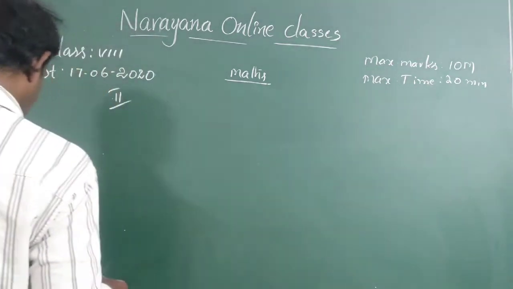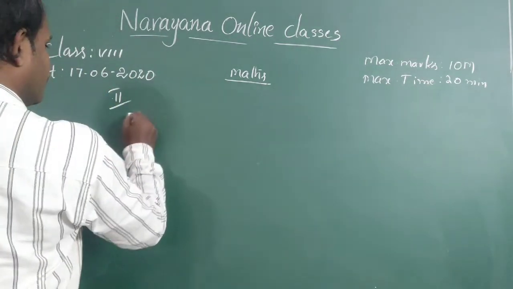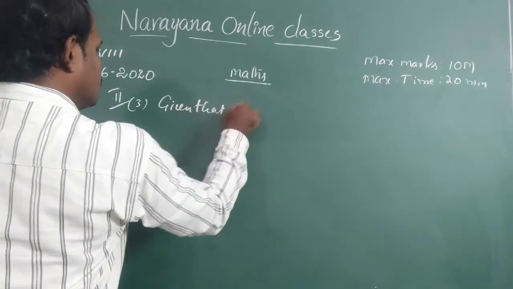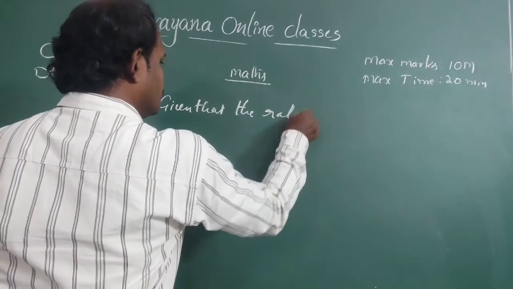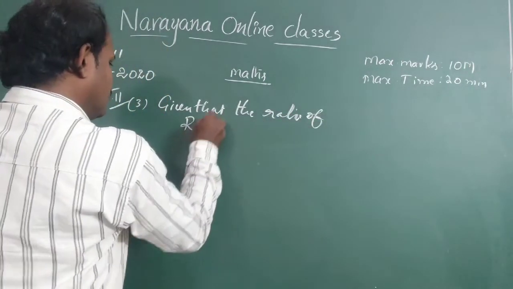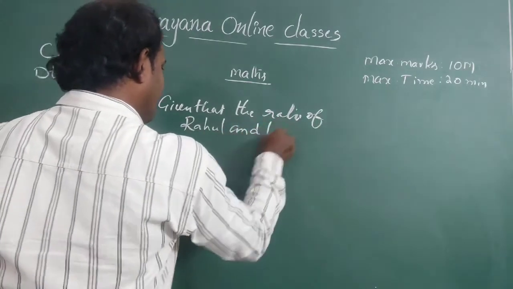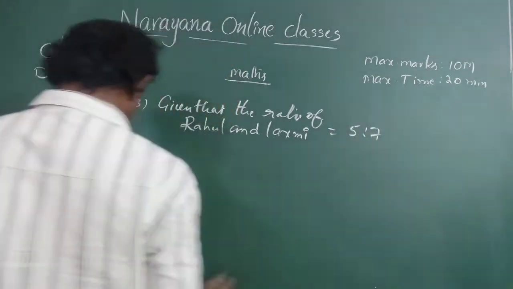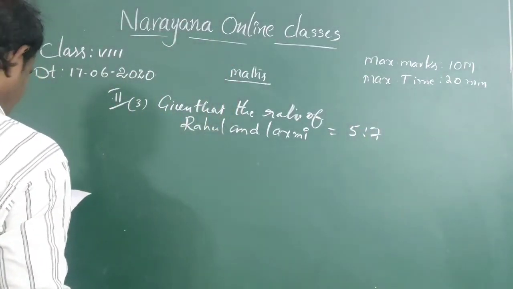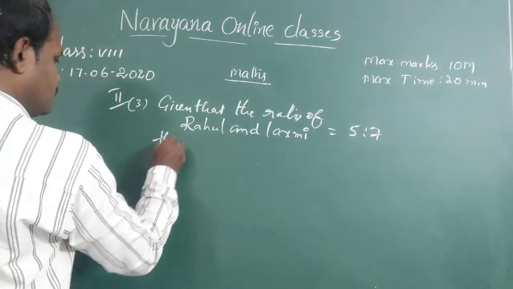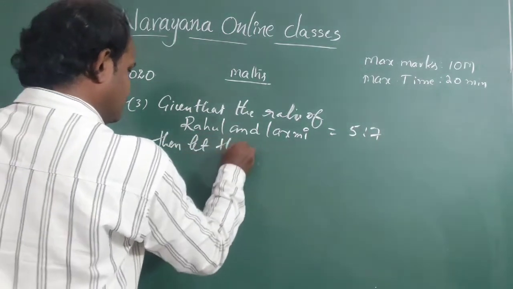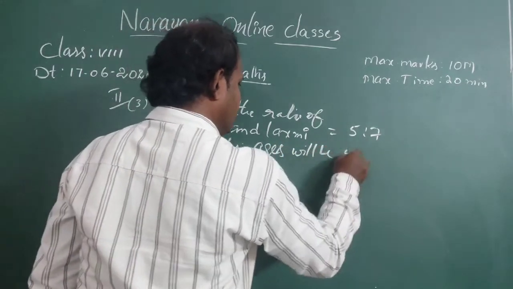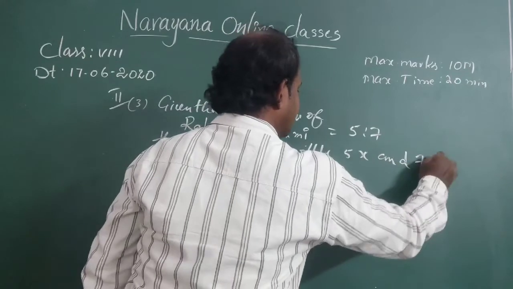So, given that the ratio of the ages of Rahul and Lakshmi is 5:7. Then let their ages be 5x and 7x.